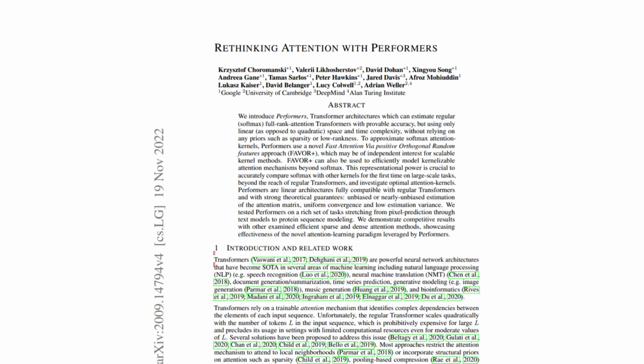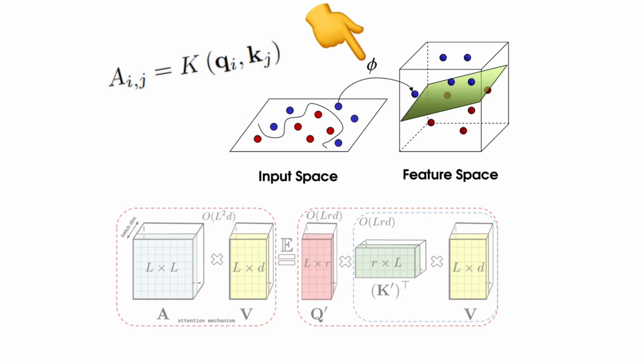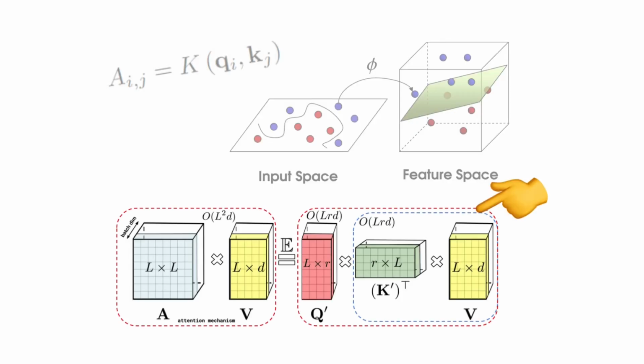The Performer architecture follows a similar line of thinking, but instead uses kernels to figure a way out of softmax. Remember that softmax is kind of what is preventing us from doing the K-transpose dot V shortcut. The idea is to use a kernel technique that they call fast attention via positive orthogonal random features to approximate various kernelizable attention mechanisms beyond softmax. With this new kernel trick, we can multiply this new K and the original V first. This way we never materialize the n squared matrix.